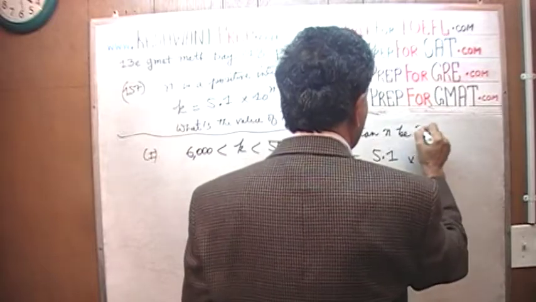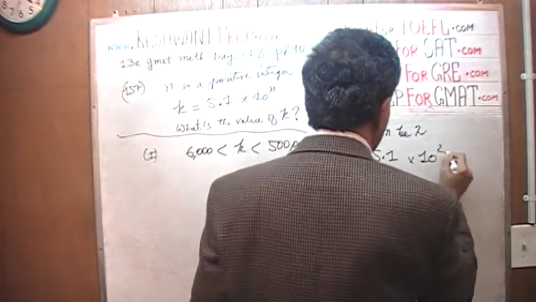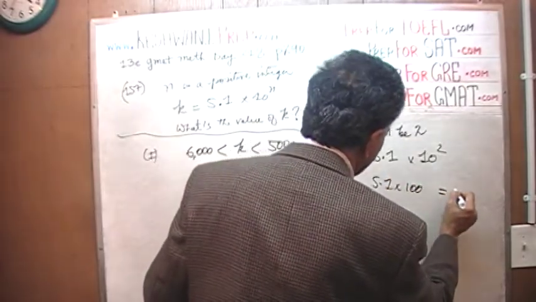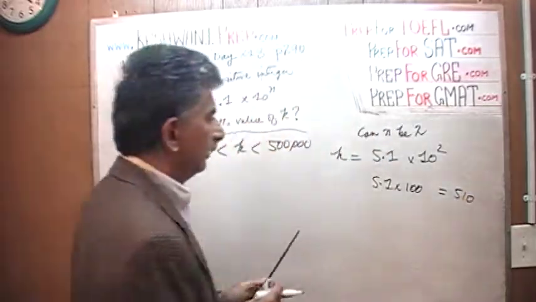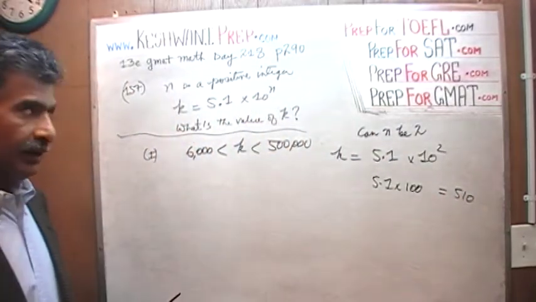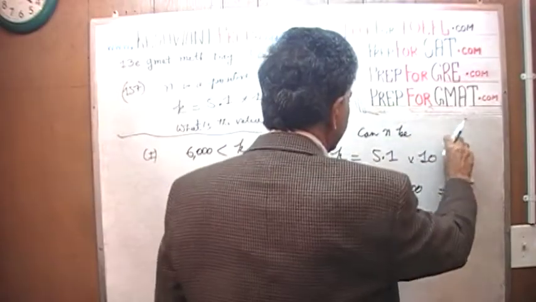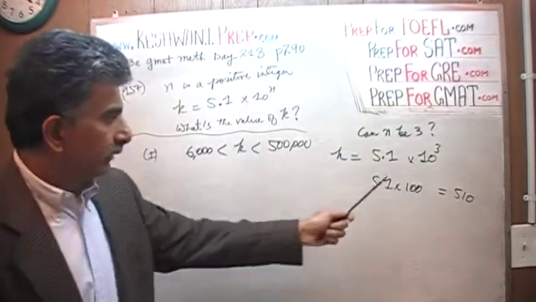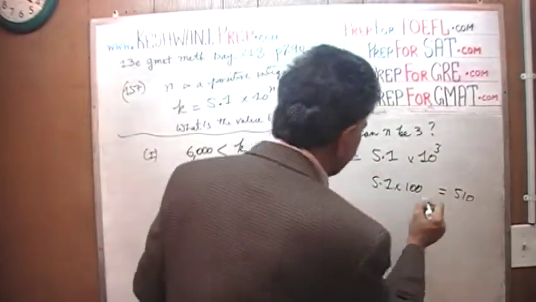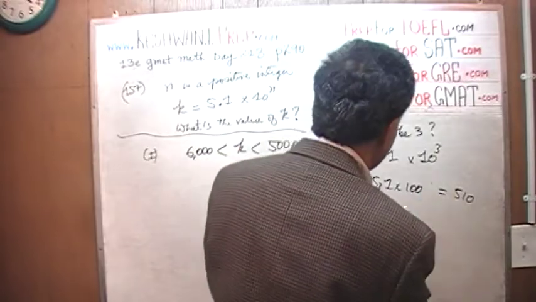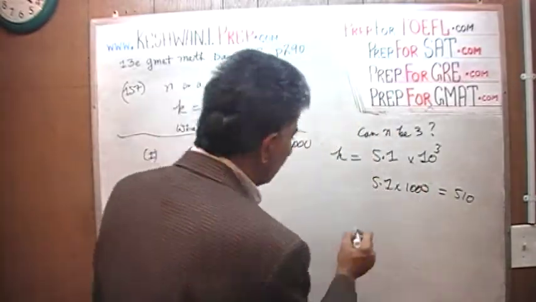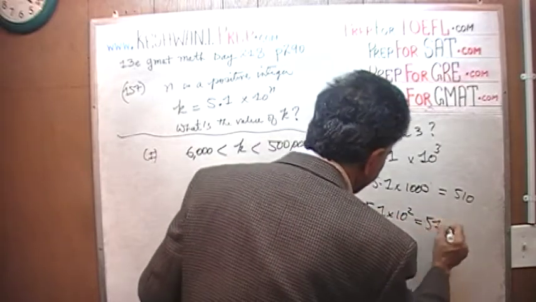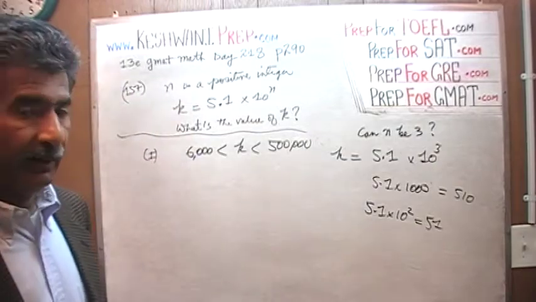Can n be 2? Had it been 2, this would simply be 5.1 times 100. 5.1 times 100 is simply 510. 510 does not fall in this range. N cannot be 2. Can n be 3? Well, let's find out. If n were 3, 10 raised to 3 is 1,000, and it's... I think I made a mistake before. 5.1 times 10 squared is not 510, it is 51. Last time it was 51 when n is equal to 2.